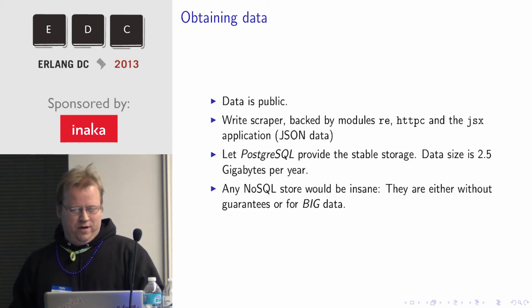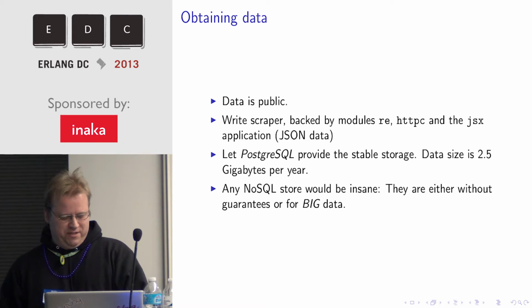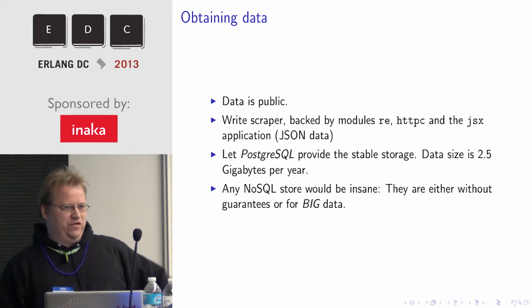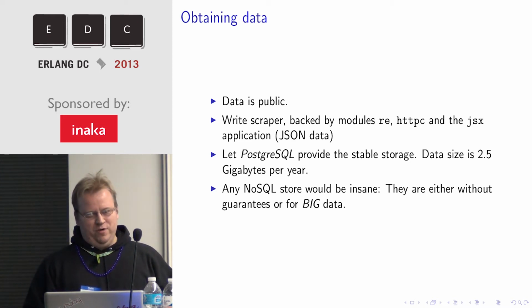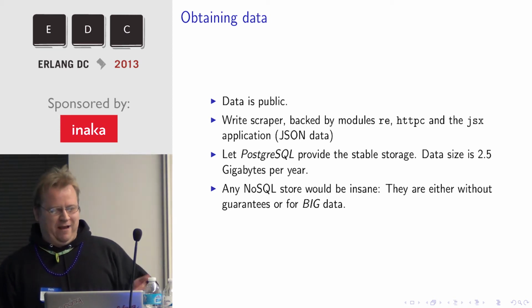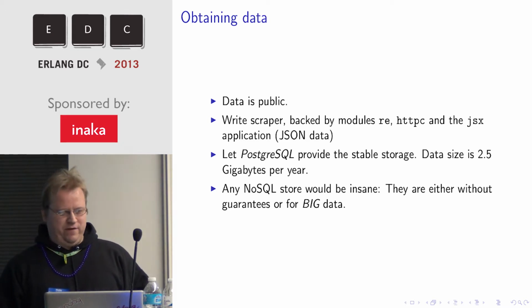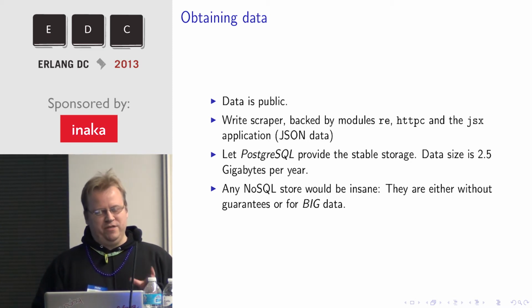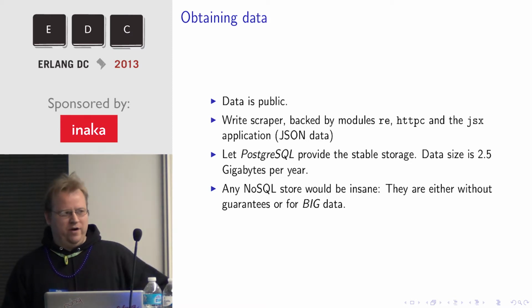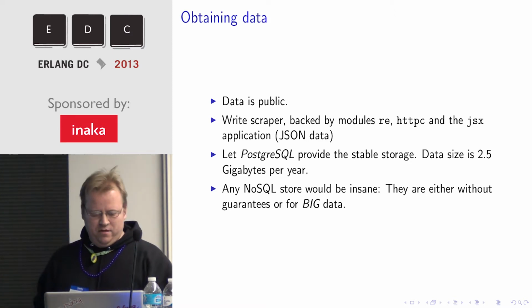Obtaining data, well, the way you do it is, now you have a ranking system, now you need your 1.7 million matches, which there are. So how do you do that? Well, the data is public, but you need to scrape it. So you write a scraper, backed by a simple HTTP fetcher, some regex stuff, and some JSON decoding, and you have the data. You store the data in Postgres, because the data size per year is not very big, so just store everything in Postgres and be done with it.